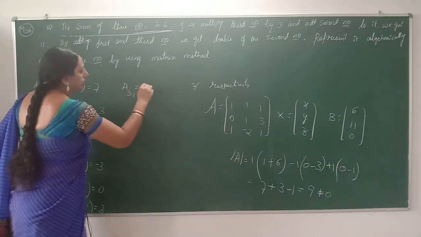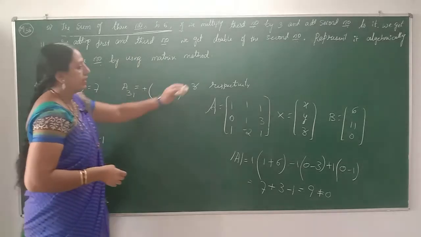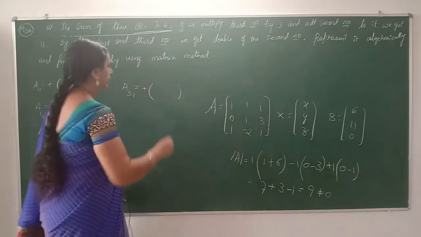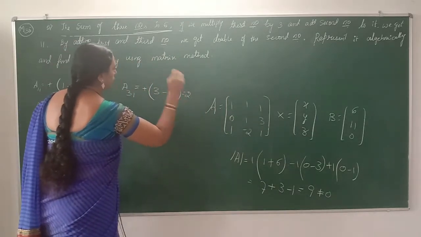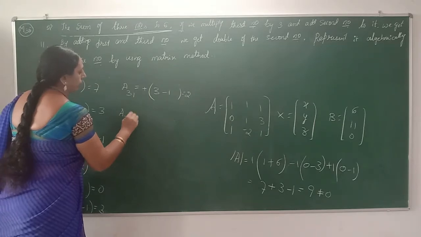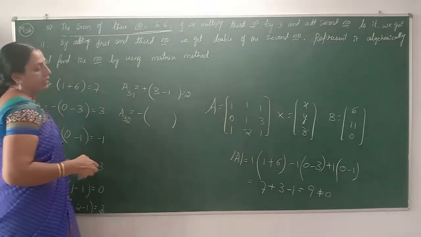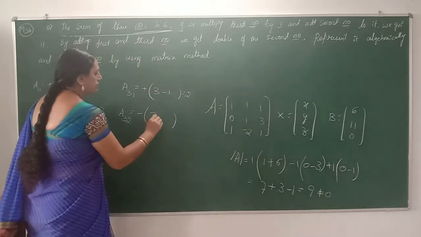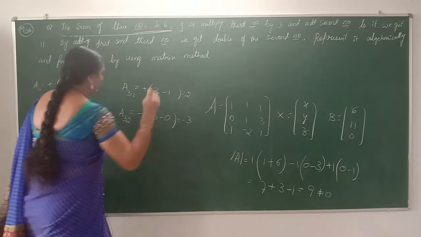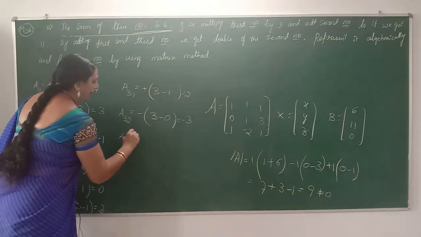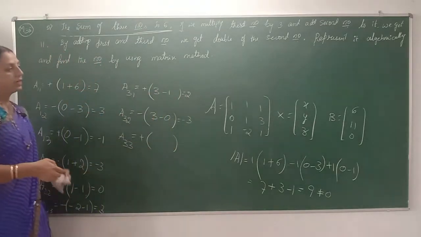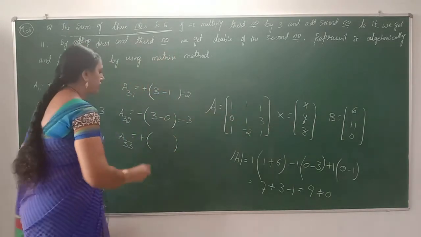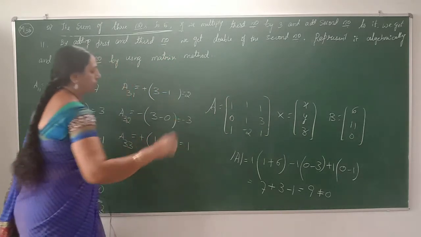Then A31 is multiplied by plus, and it's the element of the third row, first column. These get neglected. That is 3 minus 1, which will be equal to 2. A32 is multiplied by minus, and it's the element of the third row, second column. The remaining are 3 minus 0, which will be equal to minus 3. A33 is multiplied by plus, and it's the element of the third row, third column. These get neglected. That is 1 minus 0, which will be equal to 1.